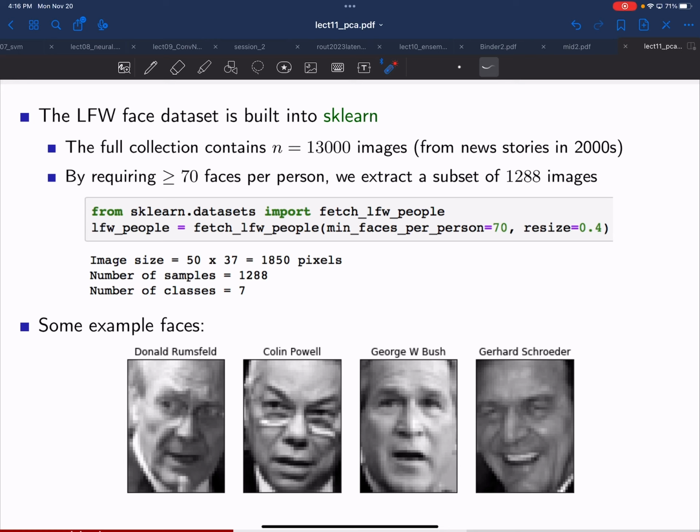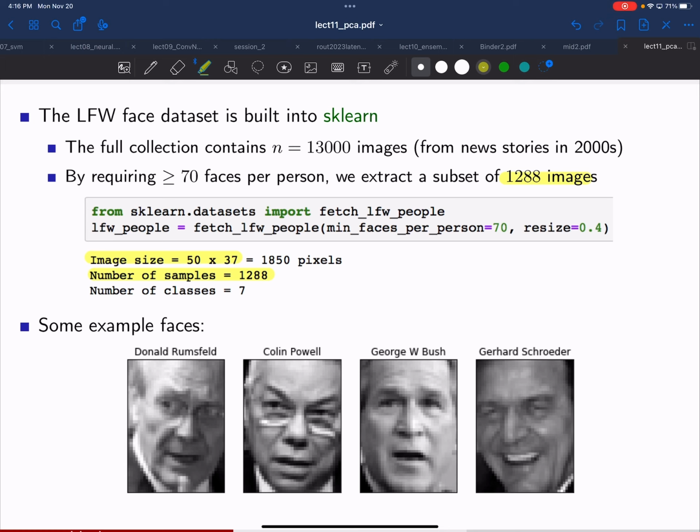When we load the data, we require that we have at least 70 faces per person. And once you constrain it that way, we're going to get a subset of 1,288 images. That's enough for us. So again, image size 50 by 37. There's 1,288 samples that we're going to download.